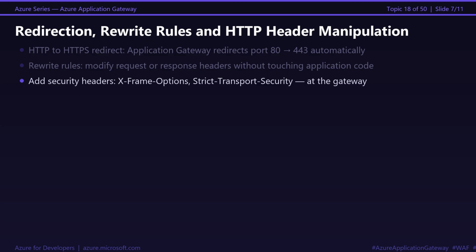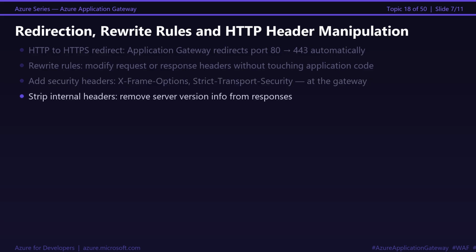Let me talk about running Application Gateway in production. Because dev settings will hurt you at scale. Application Gateway v2 supports autoscaling. Traffic increases, the gateway automatically adds capacity. Traffic drops, it scales back down. You only pay for what you use.